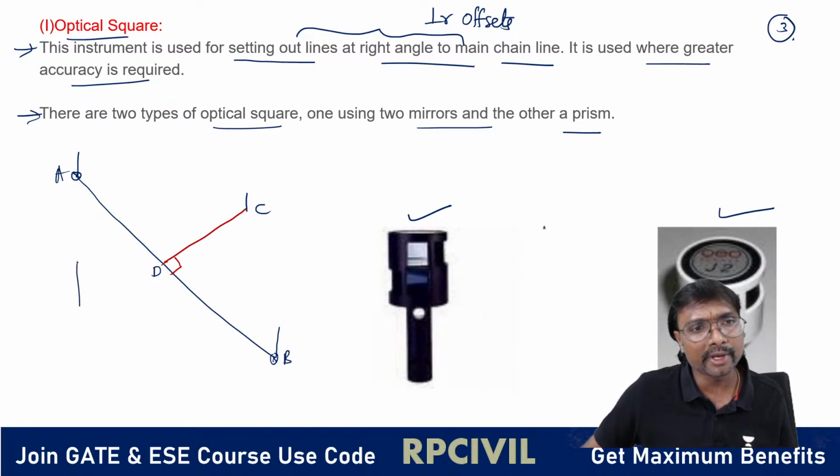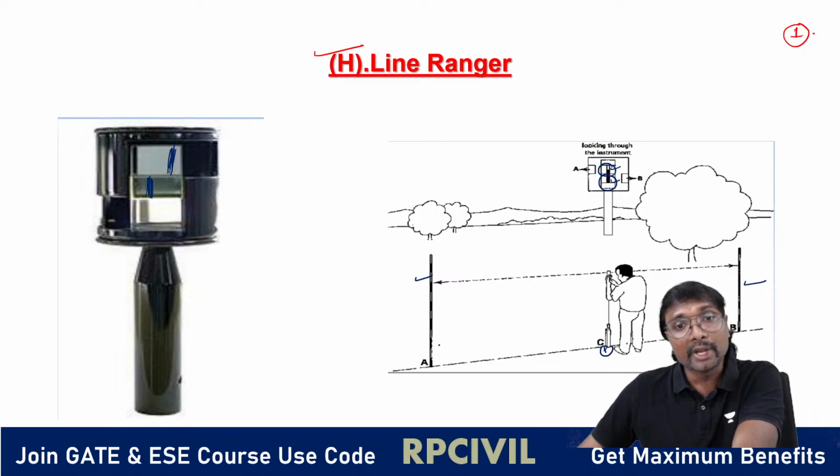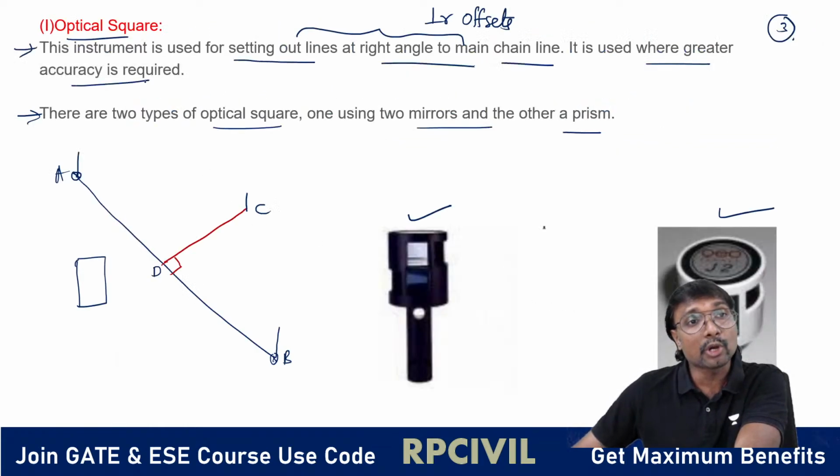Same here also, if you are keeping it like this, what happens? In case of this line ranger, two lines having 180 degrees will be coinciding. But in case of this optical square, what happens? Which ones do we have to coincide?